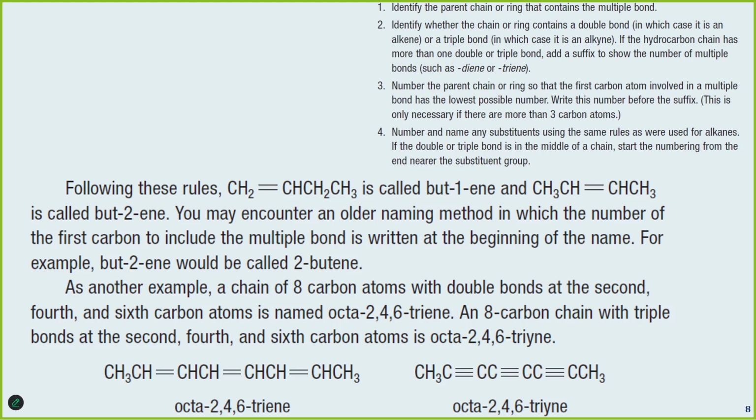You may encounter an older naming method in which the number of the first carbon to include the multiple bond is written at the beginning of the name. For example, but-2-ene would be called 2-butene. As another example, a chain of 8 carbon atoms with double bonds at the second, fourth, and sixth carbon atoms will be named octa-2,4,6-triene. An 8 carbon chain with triple bonds at the second, fourth, and sixth carbon atoms is octa-2,4,6-triyne. Are you clear?